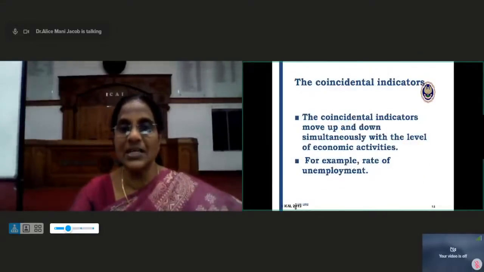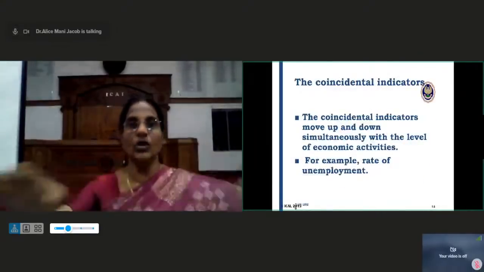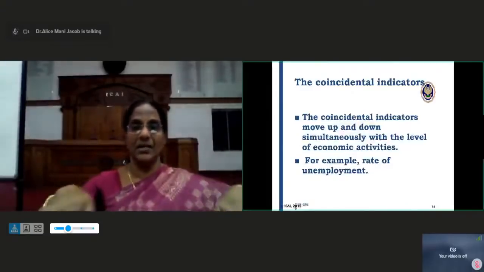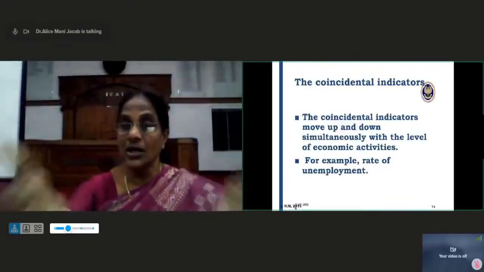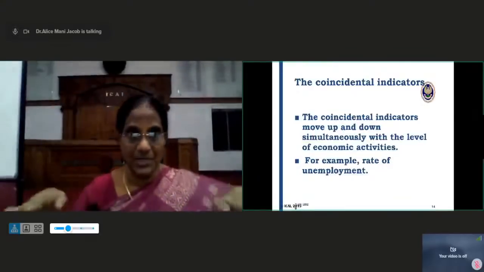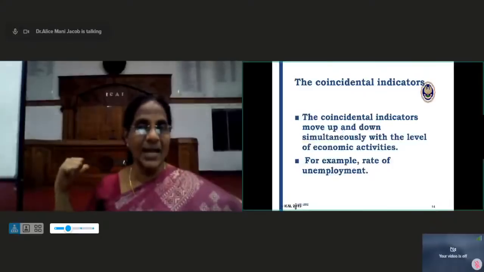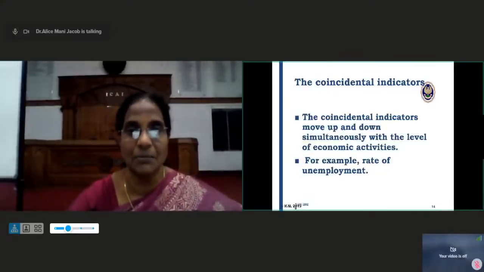Okay. Coincidental indicators are the number of hours that you spend. That goes along. Leading is that goes before, coincidental is that is taking place at the same time, lagging is what is happening after some time.